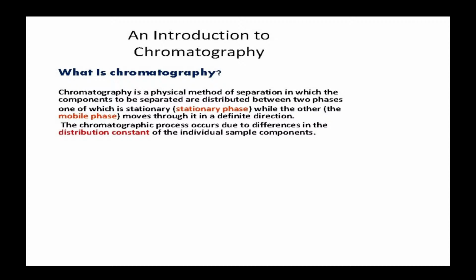The biochemical methods include chromatography. Chromatography is a physical method of separation in which the components to be separated are distributed between two phases, one of which is the stationary phase, while the other, the mobile phase, moves through it in a definite direction. The chromatographic process occurs due to differences in the distribution constant of the individual sample components.